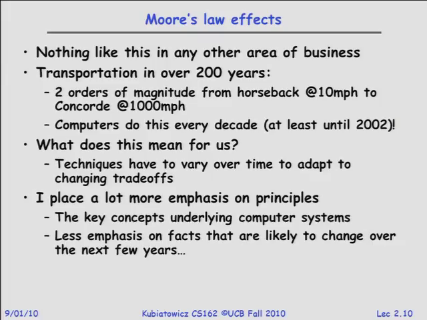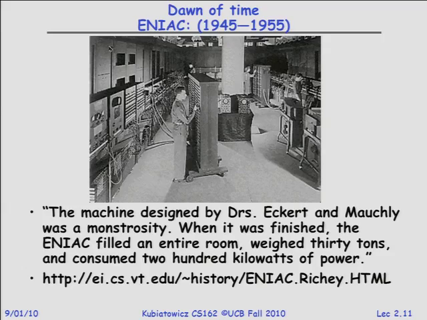Now, does anybody know what it was for? Yeah, artillery trajectory. Yes. It turned out that this was right around the middle of World War II, and what they designed this for was to figure out how to fire shells, and the trajectories were actually very complicated. This machine was not a von Neumann style machine. To program it, here's the programmer, and what he's doing is patching cables to make this thing work.